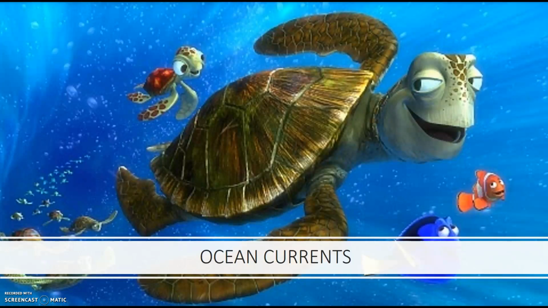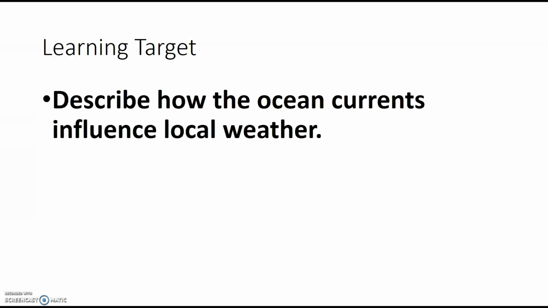This lesson is going to be on ocean currents. I chose pictures of turtles, one because I love turtles, and two because turtles use the ocean currents to travel around the earth. Alright, so learning target: describe how the ocean currents influence local weather.